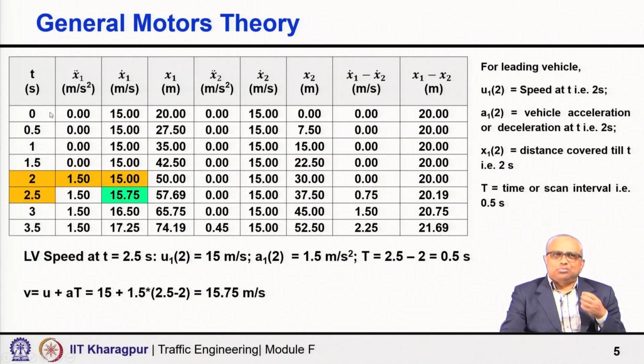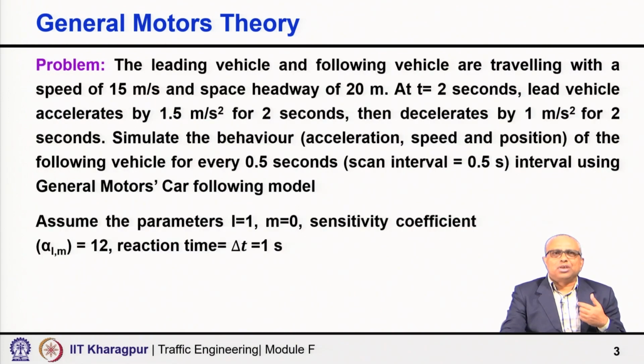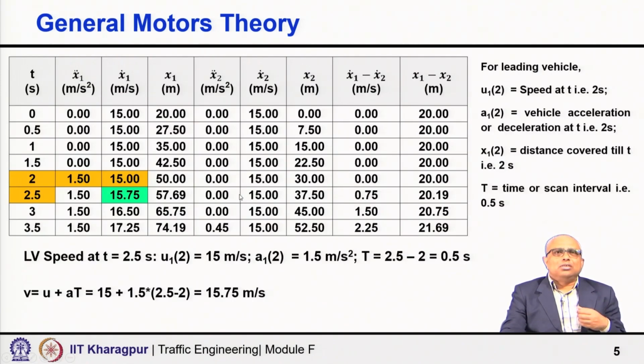Let us go column wise. We want the scan interval of 0.5 seconds. So, start with 0, 0.5, 1, 1.5, 2, 2.5, 3 and 3.5. Like that it will go for 15 minutes, because that is what we eventually want, or even for a longer time. So, that is understood.